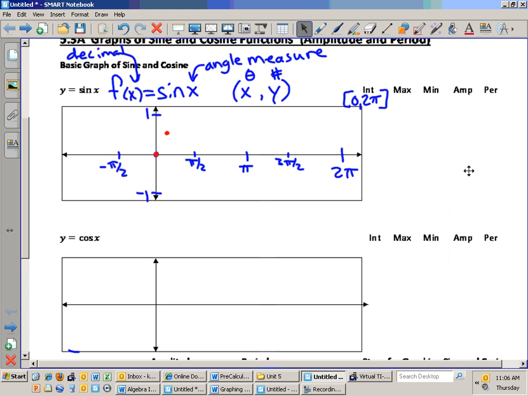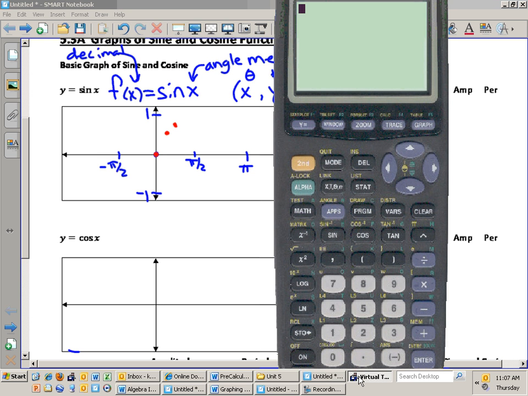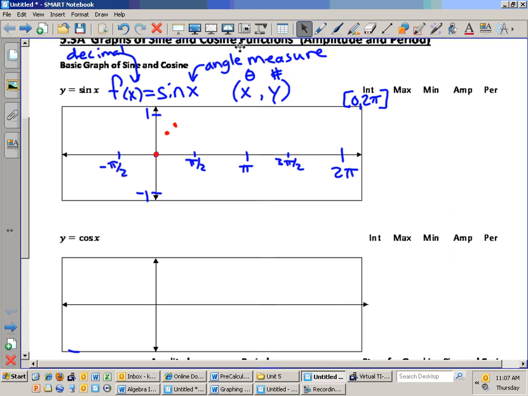.7071. So that will bring us about 3/4 up the way. At pi over 4, about 3/4 up the way. Now we have pi over 3. What's the y value of pi over 3? Square root of 3 over 2. If you take the square root of 3 and divide it by 2, you get 0.866.